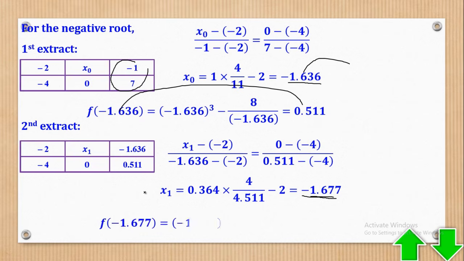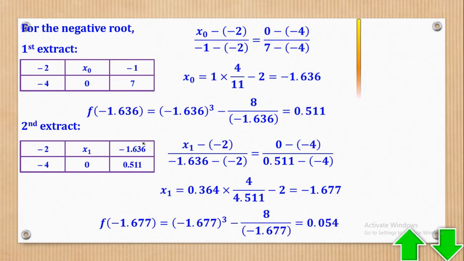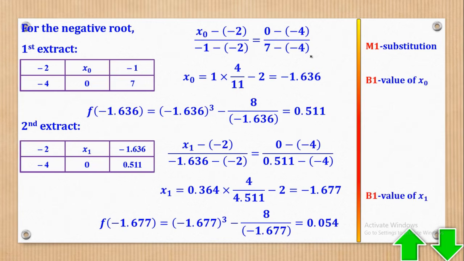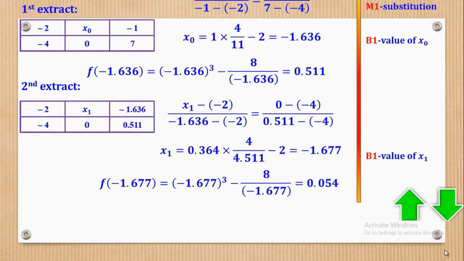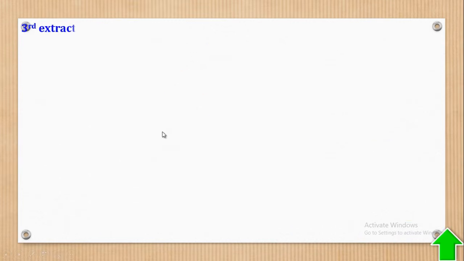So I have to get my value of fx, which is that. Therefore I'll replace this with this positive value. Before that, let me see the marks for this slide. So M1 for substitution, B1 for output, B1 for x1. So when I replace, I'll come up with the third extract.